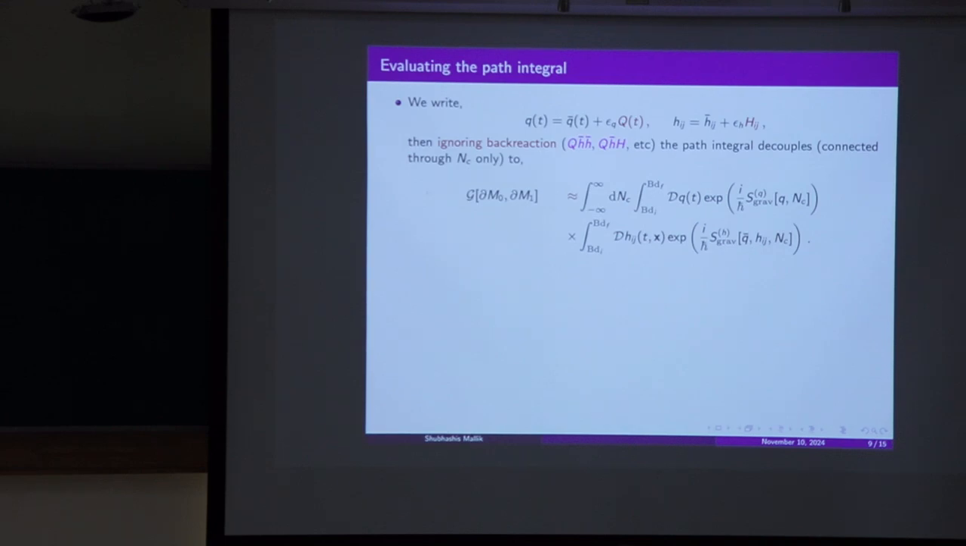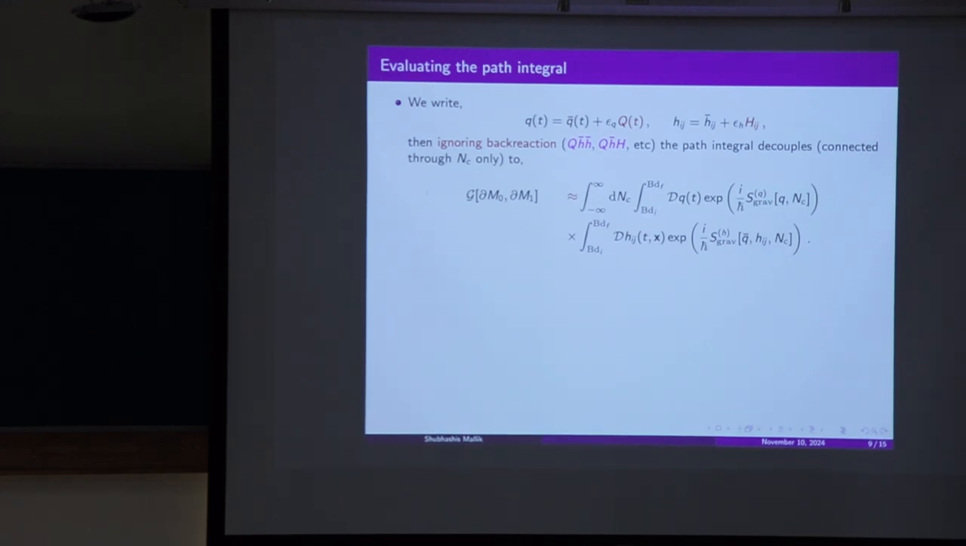I mean, is capital Q background or fluctuation? That's maybe my confusion. So we have basically two things here. Capital Q is the fluctuation over the Q bar, the scale factor. And capital H is the H_ij that we introduced initially, and H bar is the background. Oh, okay. That's my confusion. Okay.